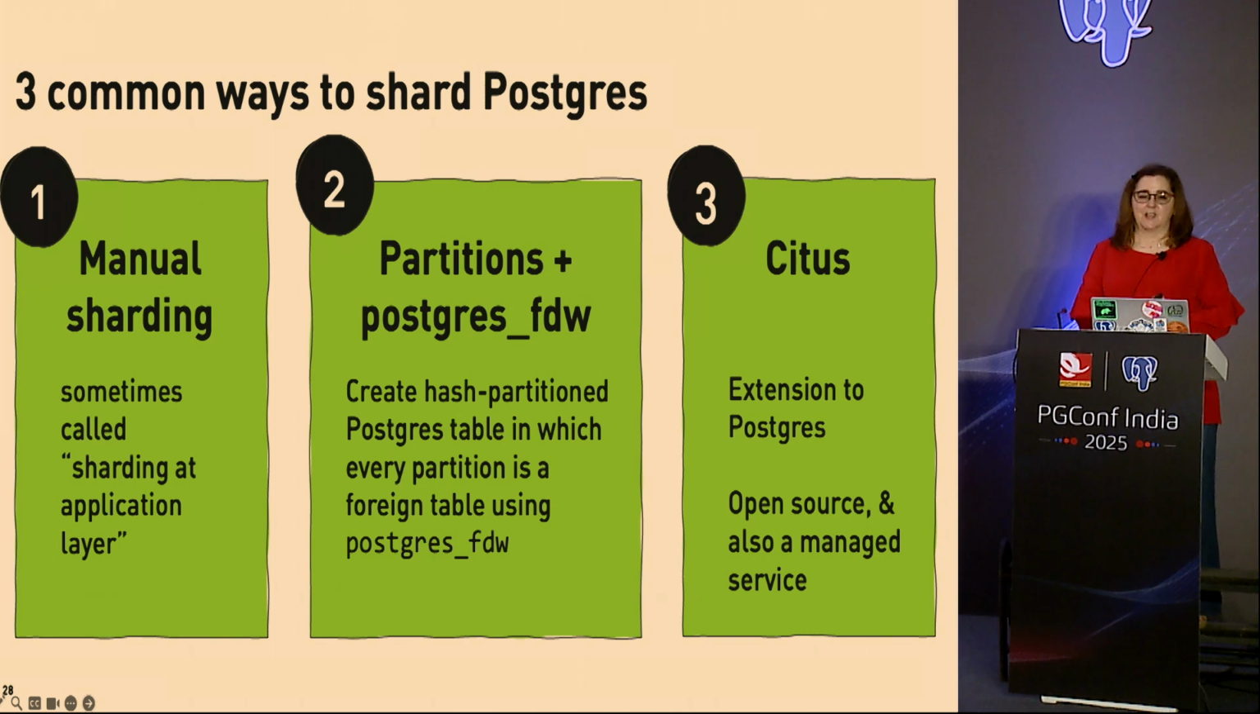All right. So there are 3 common ways that people do sharding. They implement sharding in Postgres. And the first is often called manual sharding. Or some people refer to it as application layer sharding, or sharding at the application layer.